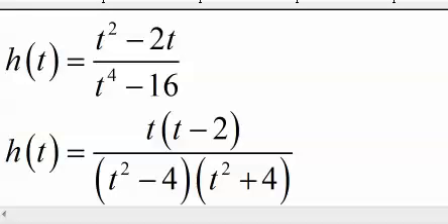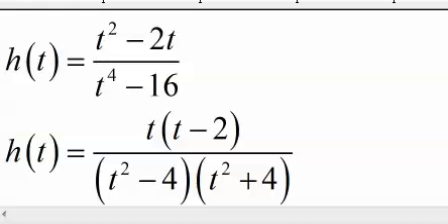Okay, so the question I was asked to talk about is: identify the vertical asymptotes of this particular function. As you can see, I've started to factor it. In the numerator, we can take out a t, which will leave us t times (t minus 2). The denominator is an example of difference of two squares, so (t squared minus 4)(t squared plus 4).